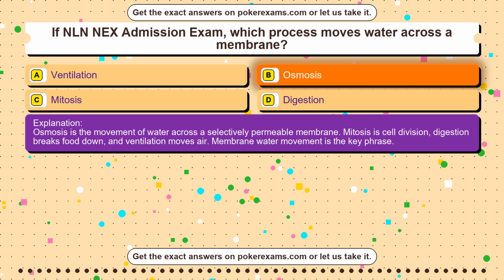Osmosis is the movement of water across a selectively permeable membrane. Mitosis is cell division, digestion breaks food down, and ventilation moves air. Membrane water movement is the key phrase.